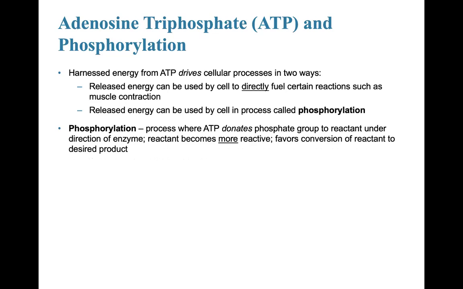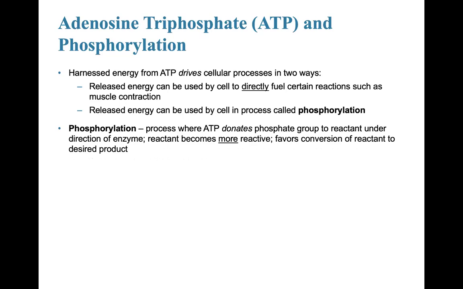So the harnessed energy from ATP drives cellular processes in two ways. The released energy can be used by the cell directly to fuel certain reactions, such as muscle contractions, as we've talked about. And also the released energy can be used by the cell in a process called phosphorylation.